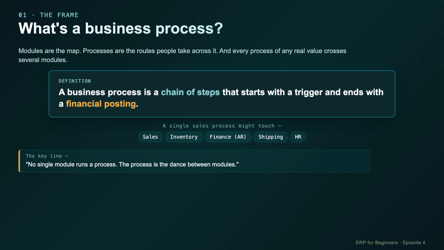In between, it touches several modules. One sales order might flow through sales, inventory, and finance. A purchase touches procurement, inventory, and finance. Modules are the map. Processes are the routes.